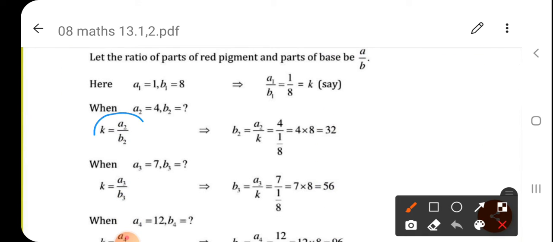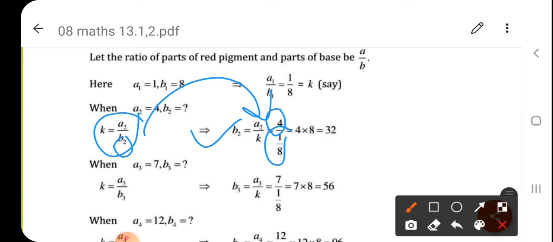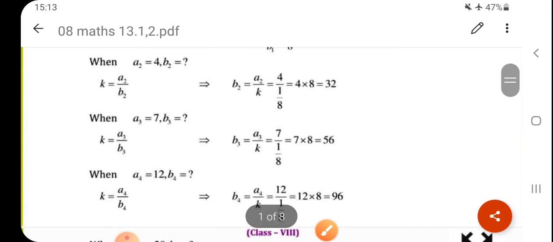Now for the second data we can say A2 upon B2 is equal to K, because this ratio is the same. Now we have to find B2. So make B2 the subject: B2 is equal to A2 upon K. What is the value of A2? 4. And what is the value of K? 1 upon 8. Here the denominator 8 will come to the numerator, so it will be 4 into 8, which is 32.